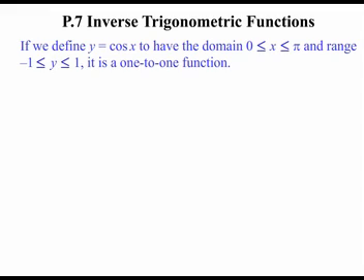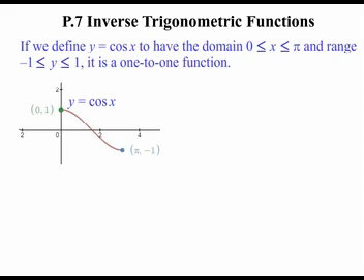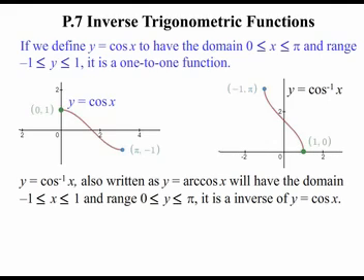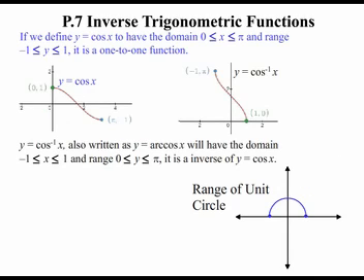Alright, first of all, we're going to define y equals cos of x to have the domain from 0 to pi and a range from negative 1 to 1 to make it a one-to-one function. There you see it. So then our inverse function, y equals cos inverse of x, can also be written as arc cos of x. We'll have the domain negative 1 to 1 and a range from 0 to pi. And it is the inverse of y equals cos x. There you see it there. In the range, now we're going to be dealing with answers in quadrants 1 and 2. We're going from 0 to pi, that's why.